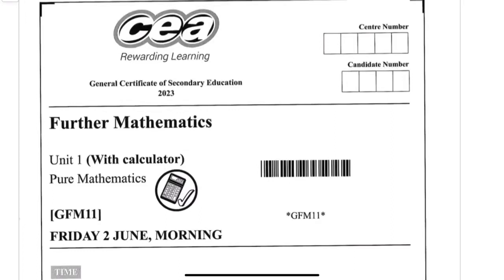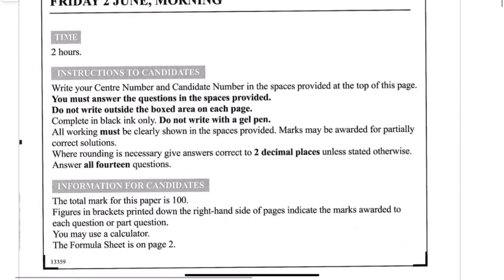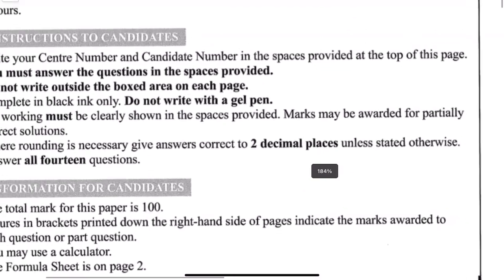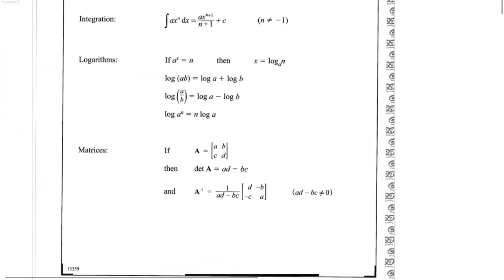In this video we're going to look at the solutions to the GCSE for CCEA Further Mathematics exam Unit 1, which is a pure maths exam, and you're allowed to use a calculator. Okay, first thing, notice if you have a wee read, it says give your answers correct to 2 decimal places. So we can just get started.